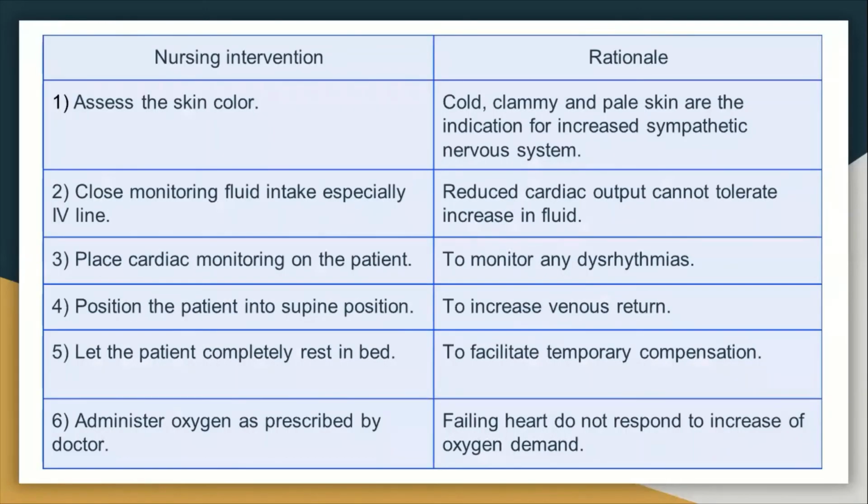The interventions that can be done on the patient are to assess the skin color, as cold, clammy, and pale skin are indications of increased sympathetic nervous system activity. Next is to closely monitor fluid intake, especially the IV line, as reduced cardiac output cannot tolerate increased fluid. Then, place cardiac monitoring on the patient to monitor any dysrhythmias.